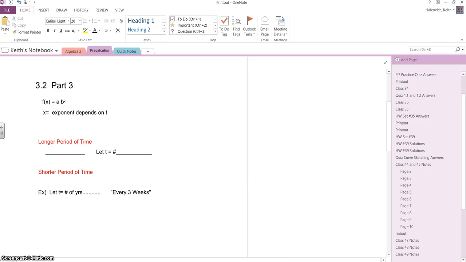Basically, we're just going to talk briefly about some tips to finding the exponents for the exponential function in a word problem. Remember, the exponent depends on time because the exponent stands for the number of times that the growth or decay occurs.